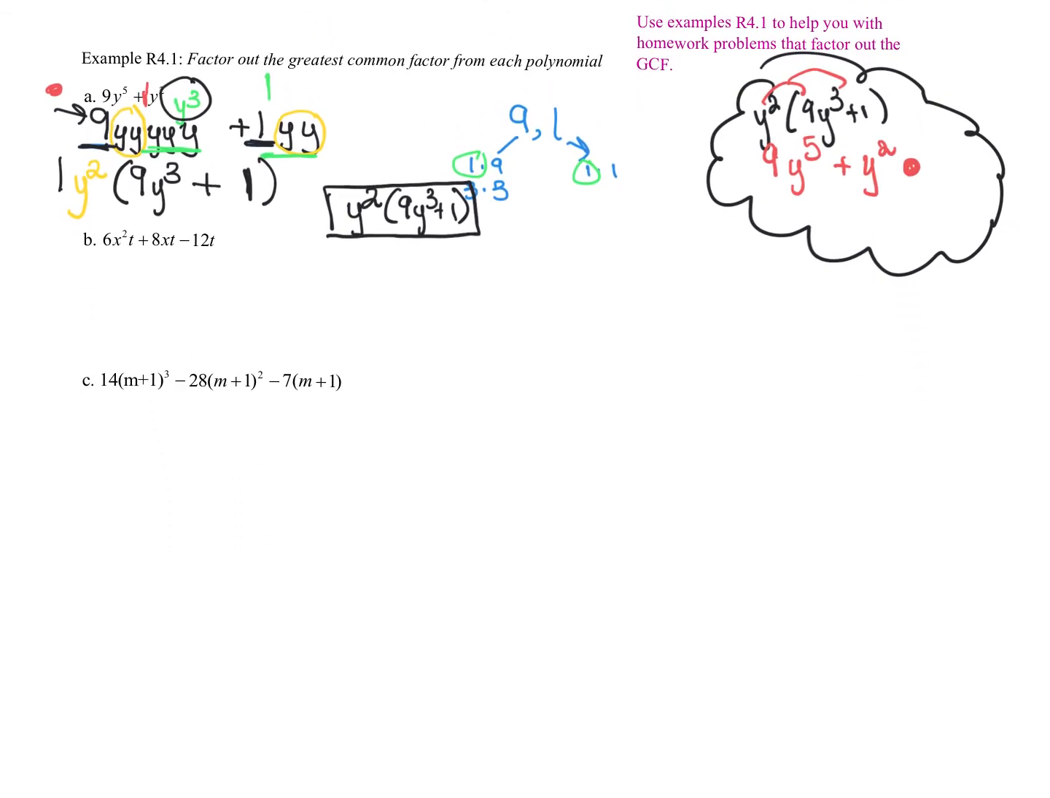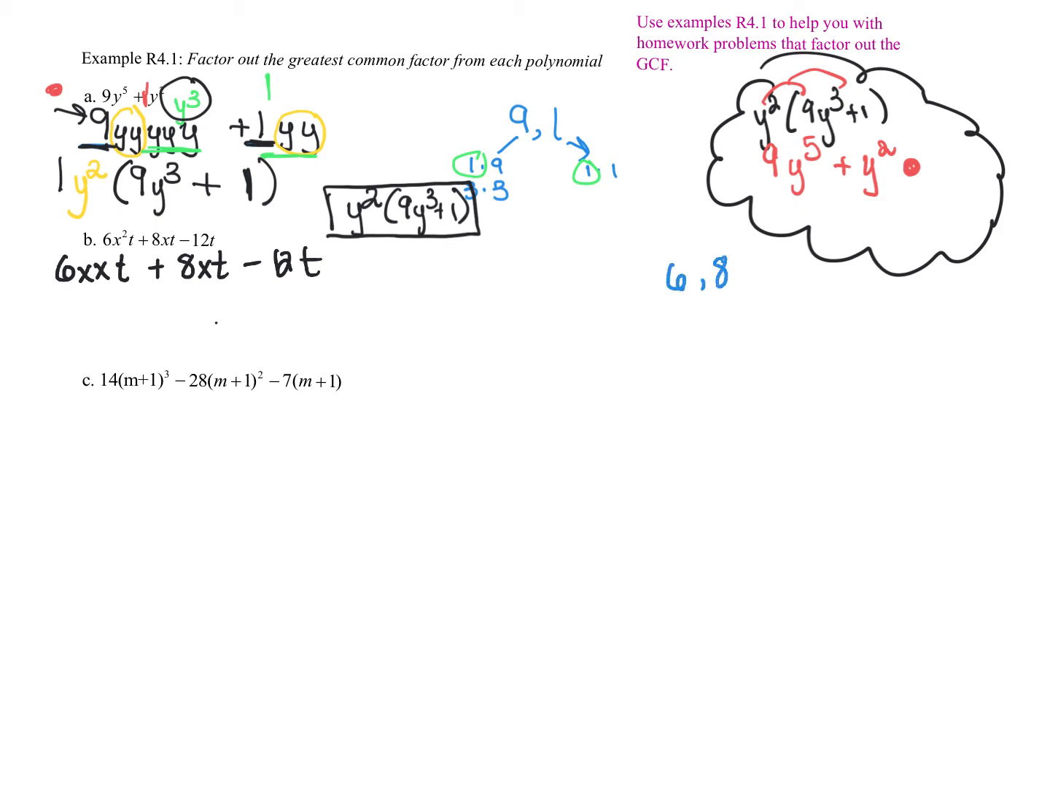Okay, let's try the next one. So in the next one, I'm going to draw it out again. I have 6x squared, which means x times x, and then a t, plus an 8xt minus a 12t. I'm going to go over here for a second.